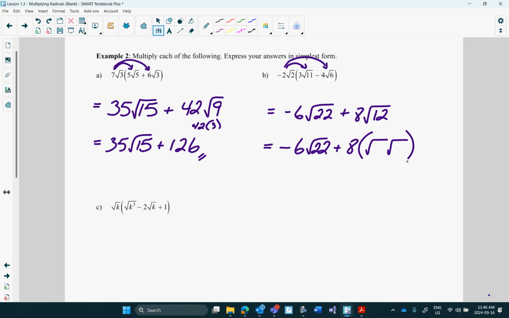All set, I'm going to break down. Can't take it exactly, but I can break it down. 2, 4, and 3, which becomes 2 root 3. Saving myself a little bit of a step here. So I get negative 6 root 2 plus 8 times 2 root 3. 16 root 3.